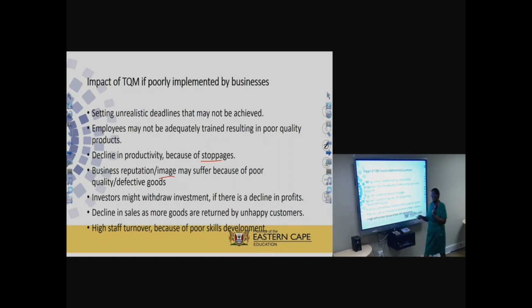Also, investors might withdraw their investment if there is a decline in profit, because you can't have high profits once you have employees that are not trained, ending up producing goods that have defects. Also, a decline in sales, because goods will be returned by unhappy customers. There will also be high staff turnover. You want staff that will stay longer with the business, if you develop their skills so that they produce high quality goods.